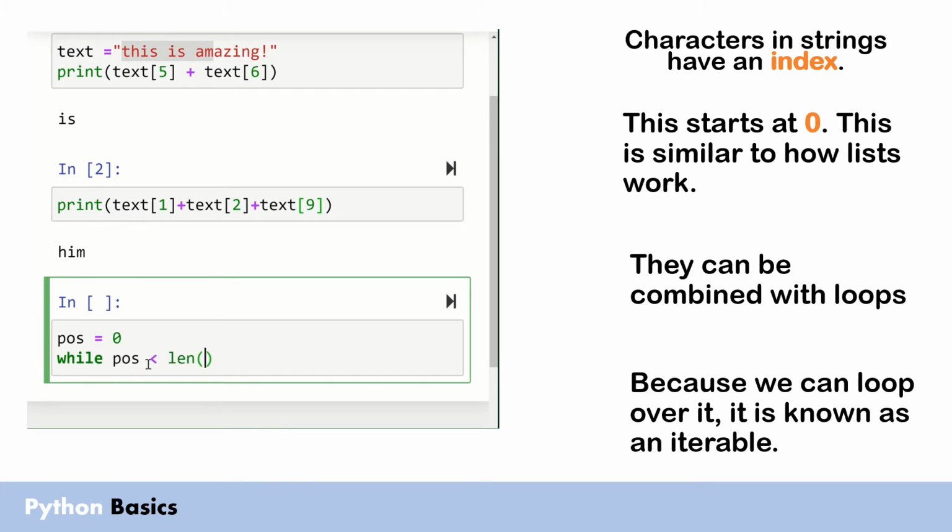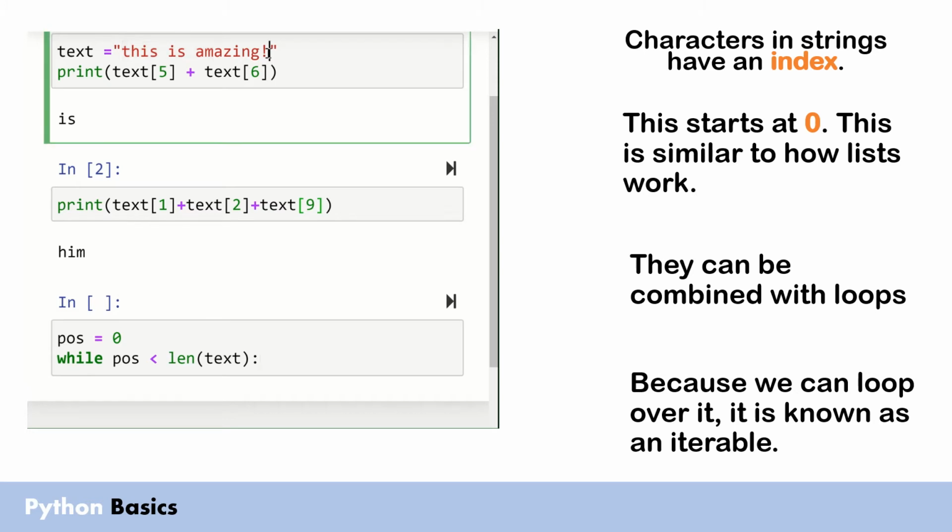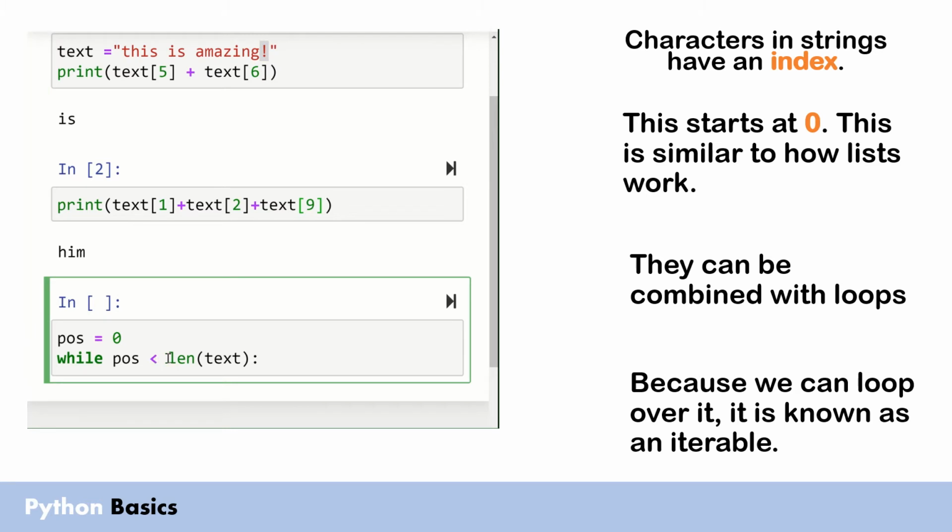So I'm going to go len of text. What len does is it counts the number of letters. Now, remember that this starts at 0. So the number of characters in my string and the position of the last character aren't the same number. The position of the last character is always one less. That's the reason I haven't put an equal sign in here, because I want it to stop at the end of the last index and not the number of letters that I have. So we'll see what happens if I don't do that in a second as well.